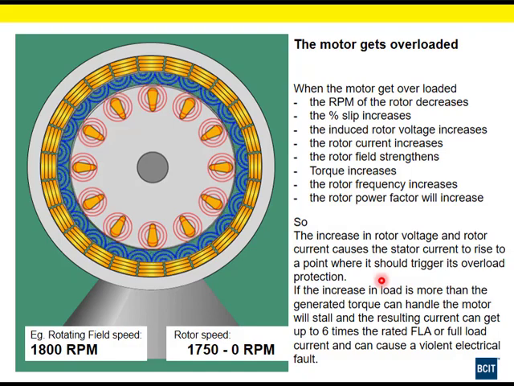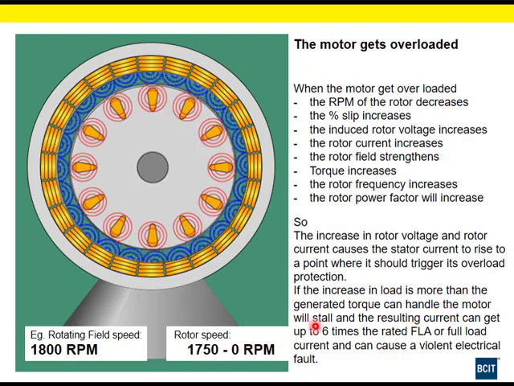So the rotor current's going to go really high to try and overcome that overload condition. But if the load is too high, that increase in torque is not going to be enough to get that motor up to full load speed. Now, if the increase in load is more than the generated torque can handle, the motor will stall, and the resulting current can get up to 6 times the FLA, or full load current, and can cause quite a violent electrical fault.